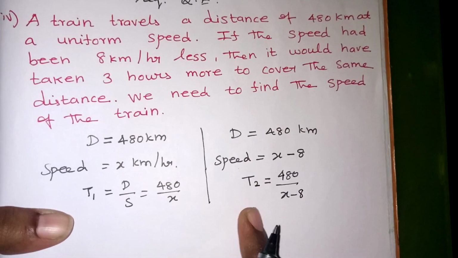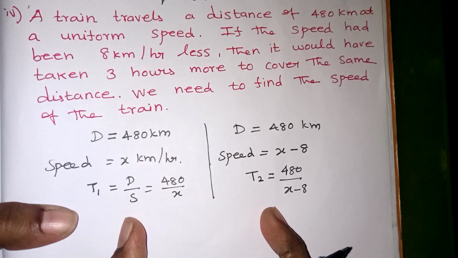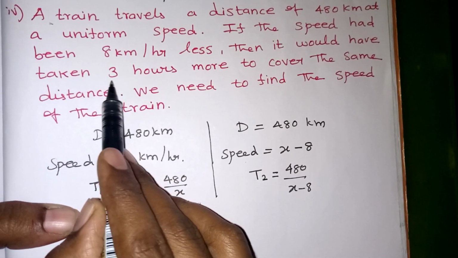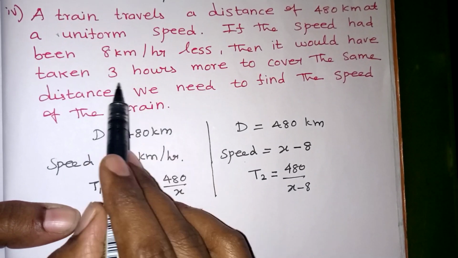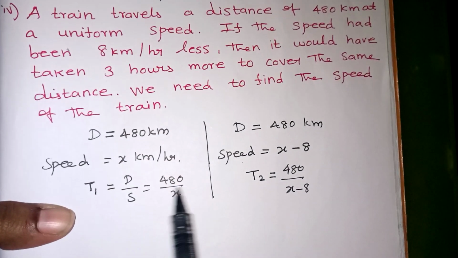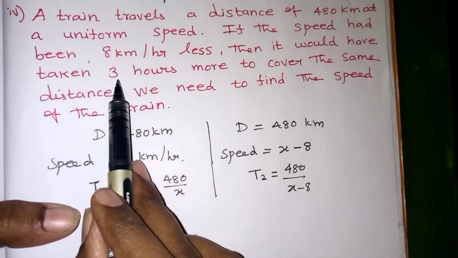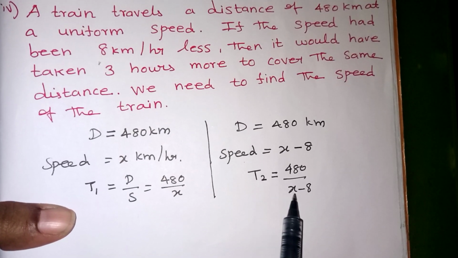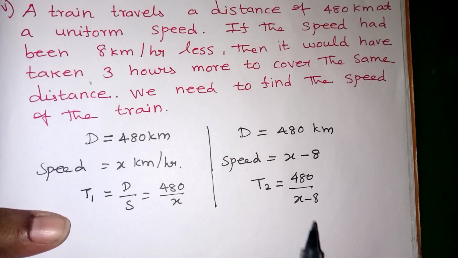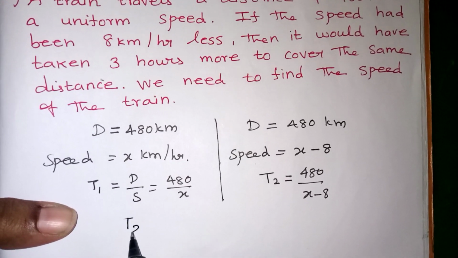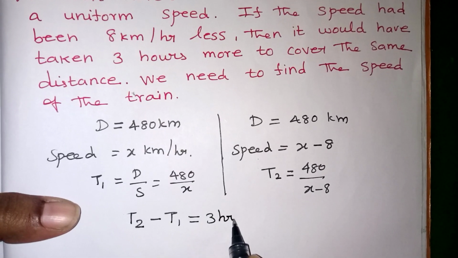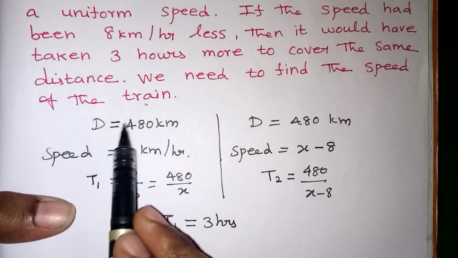Here the timing will not be the same because it will change now. The change alone they have given to you. It will take 3 hours less for the journey or 3 hours more for the journey, either way the difference between these two timings will be 3 hours. That is given. Now this will be the more timing because speed is getting less. So time will be more. So the given condition is the time T2 minus T1 will be 3 hours. This is a hint given in the question. It will take 3 hours more.